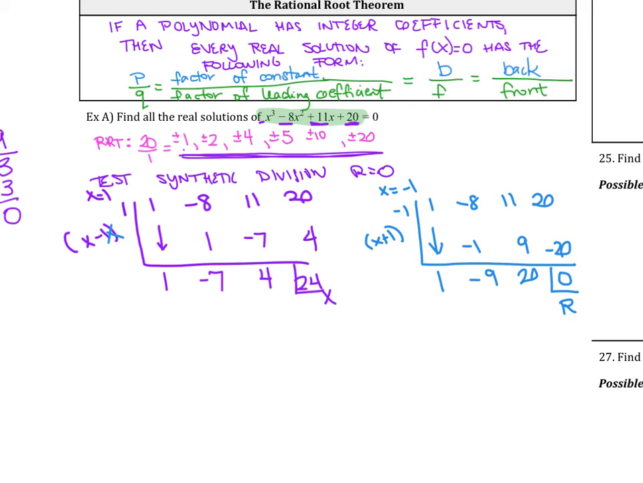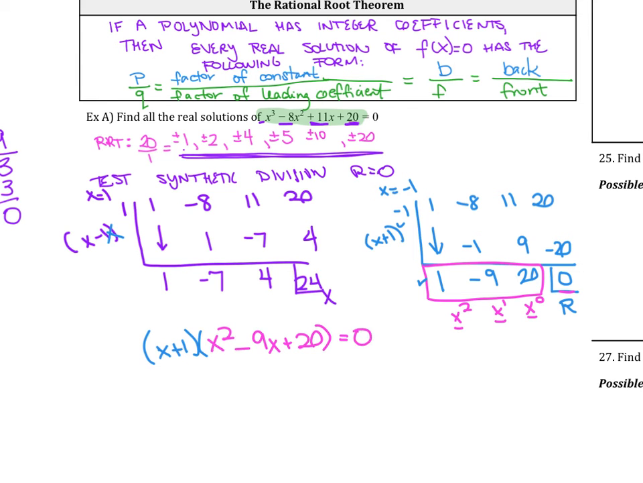Now we look at what's left: 1, -9, and 20. So let's write the x to the 0, x to the first, x squared. We're hoping that that is factorable. So let's write x plus 1. That was our factor. That worked. And then let's write the remainder of our synthetic division. So this is x squared minus 9x plus 20, and that equals 0.